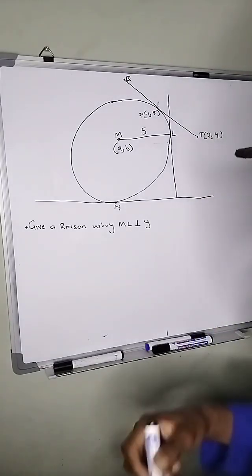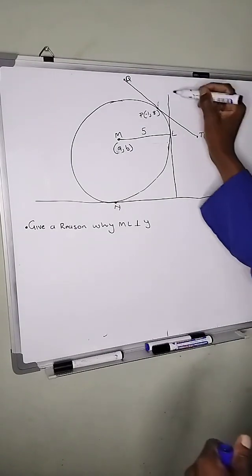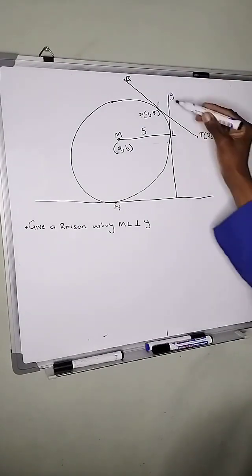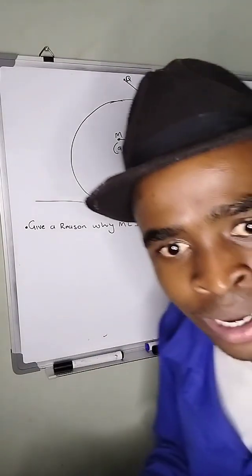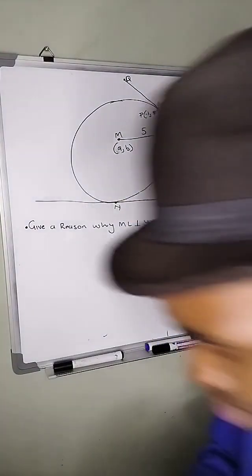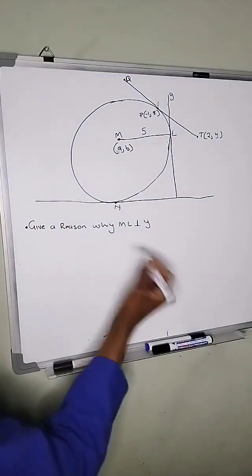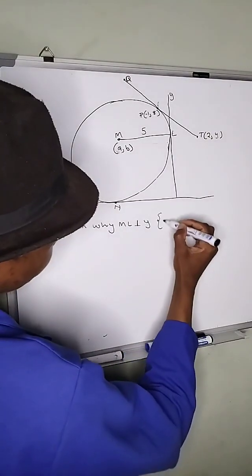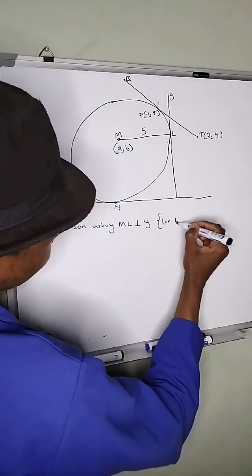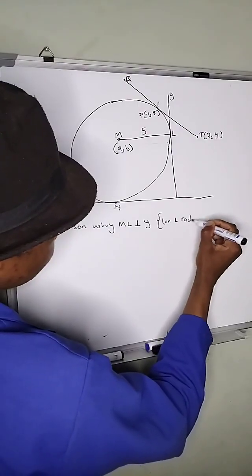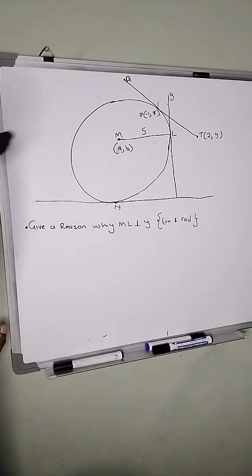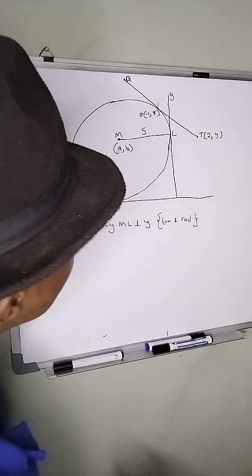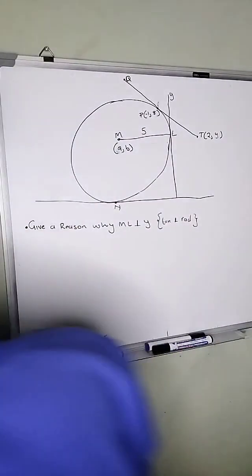Yes, guys, because in this case our Y is the tangent. And the radius will be perpendicular to the tangent. The theorem is going to be tangent perpendicular to radius. Tangent perpendicular to the what? To the radius.